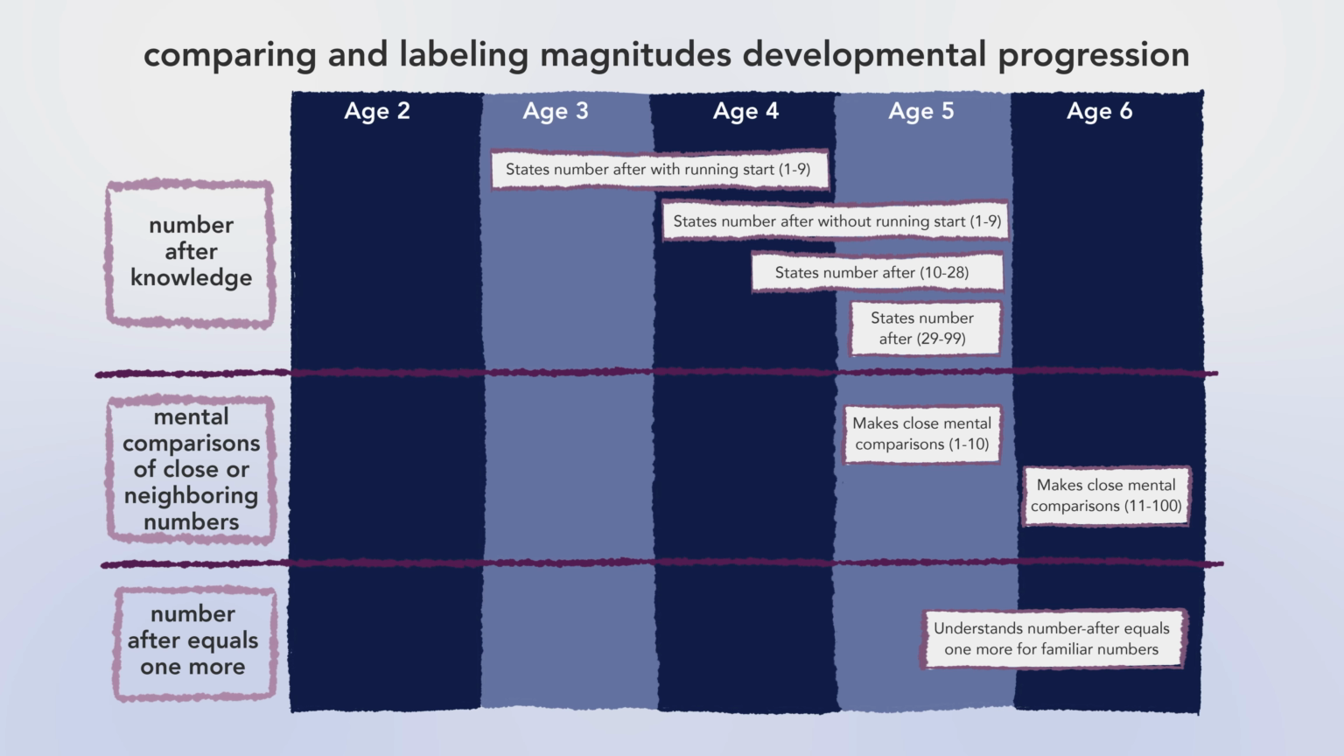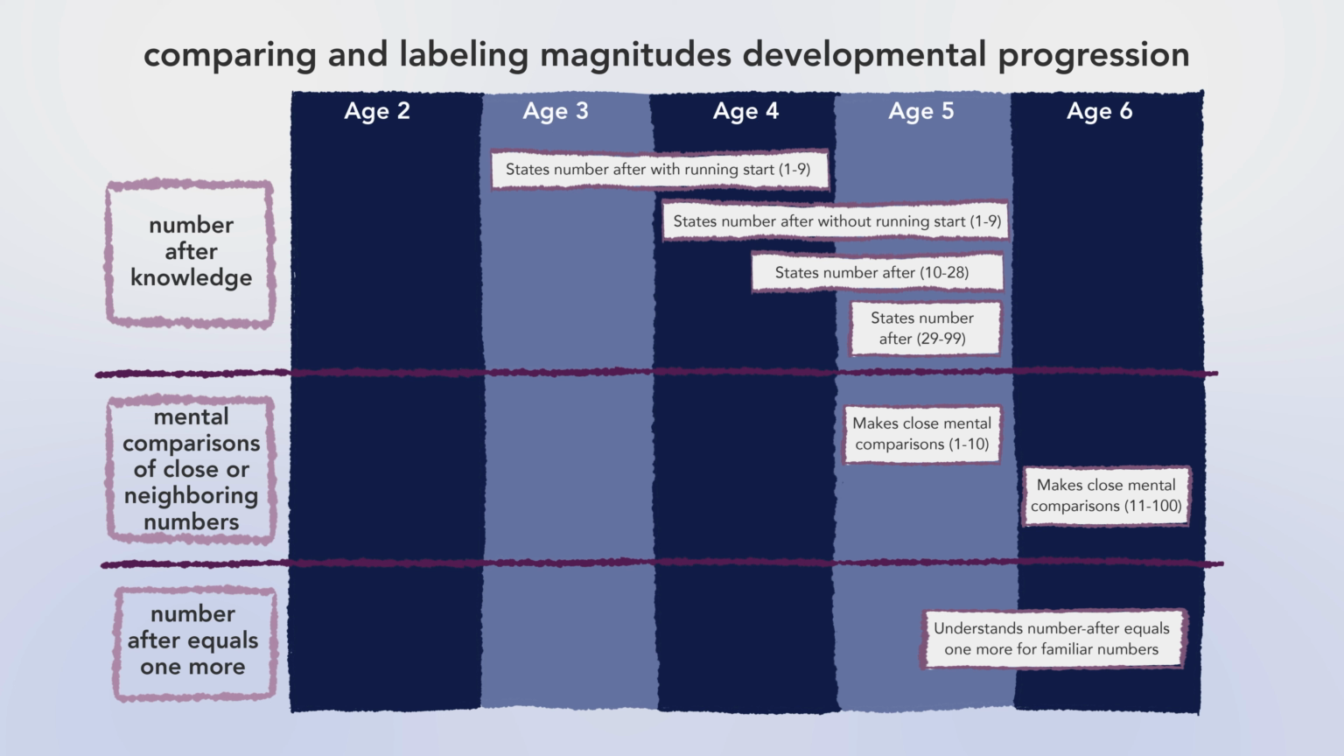Between ages 4 and 5, they become confident enough in the next-door neighbor number relationships to answer what comes before and what comes after for 1 through 9 without any kind of running start. This ability expands gradually to higher numbers.